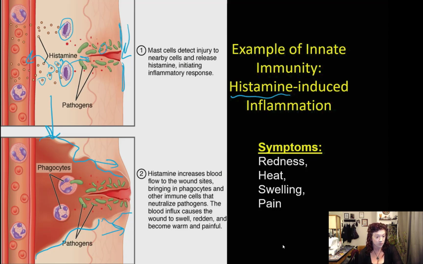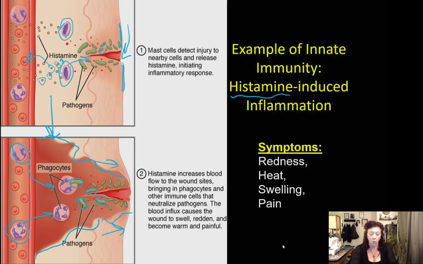However, this is also a good thing because it creates space for phagocytes to leave the bloodstream, enter into this inflamed tissue, and start consuming your pathogens before they can even have a chance to cause an infection. So histamine is a pretty common chemical signal inducing inflammation.